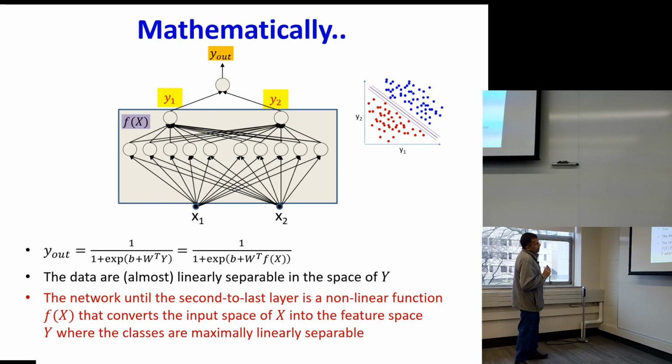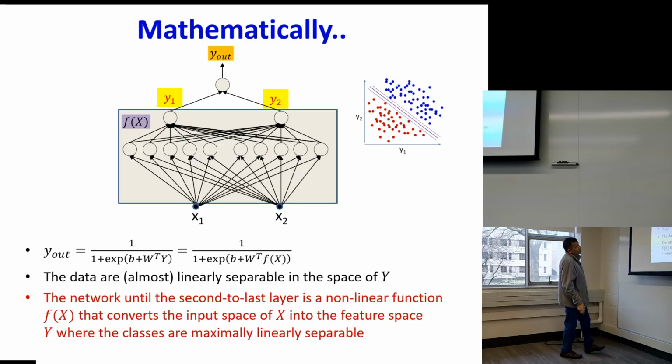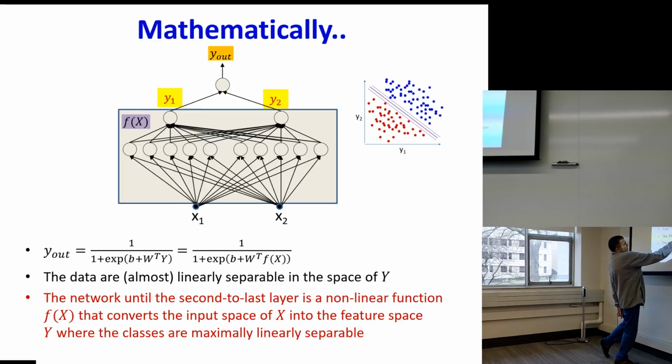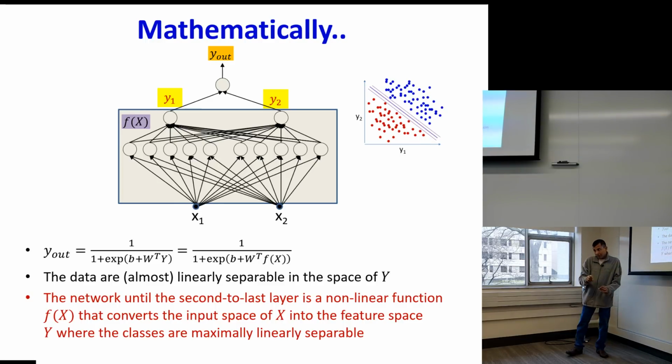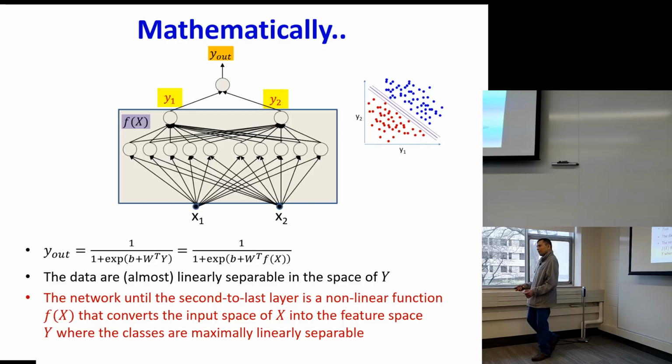Now if I want to write it mathematically, I can say y out, which is the output of the network, is the logistic function applied to the y's, which are the output of the penultimate layer.